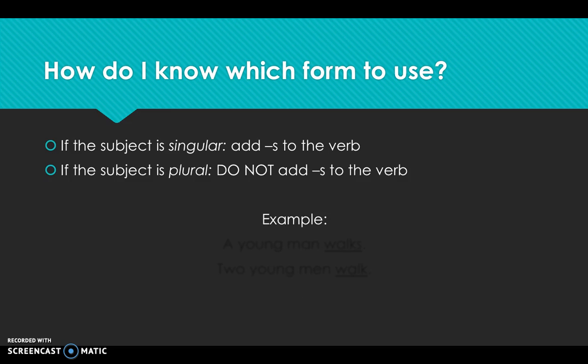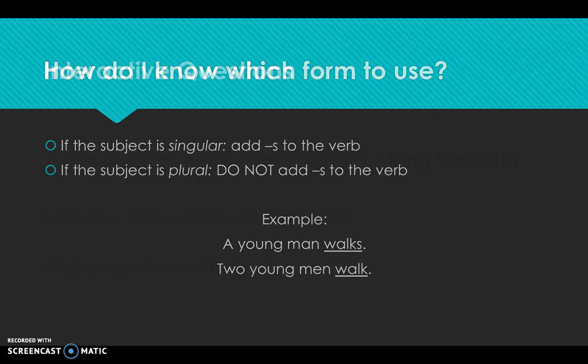Here are examples again. A young man walks. A young man is singular, so I add an S to the verb walk. Two young men walk. Well, the subject is plural, so I do not add an S to the verb.